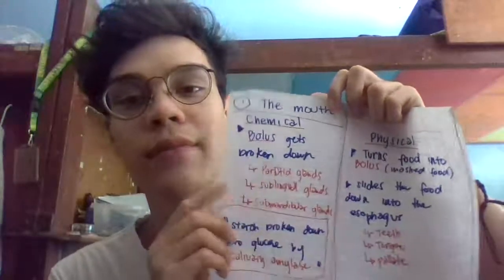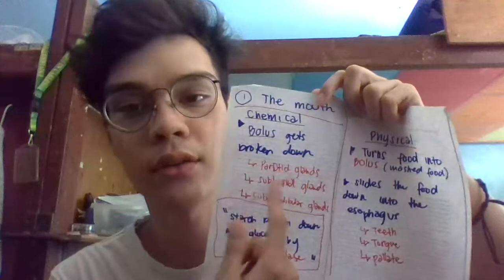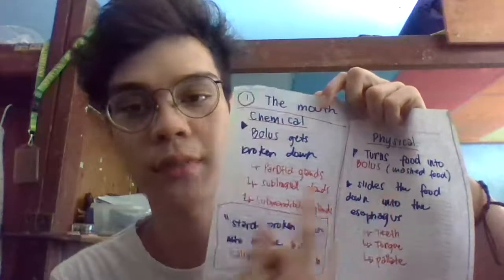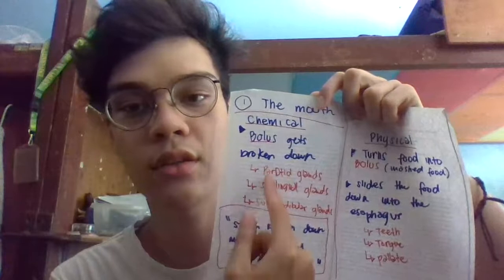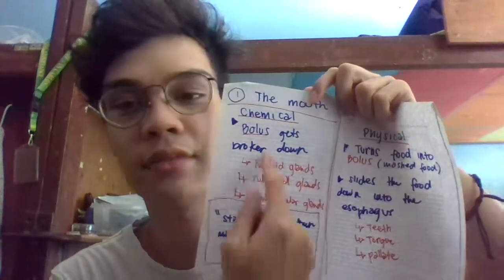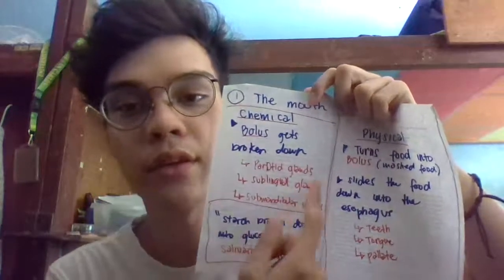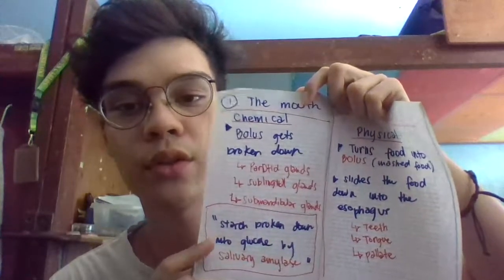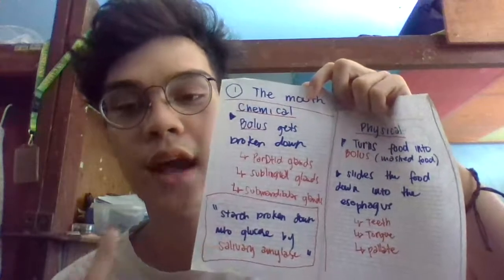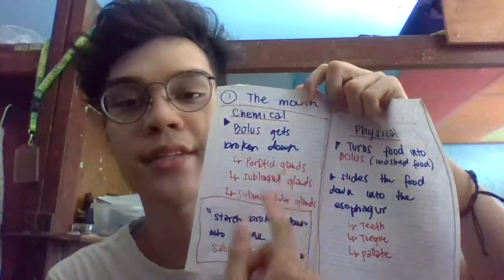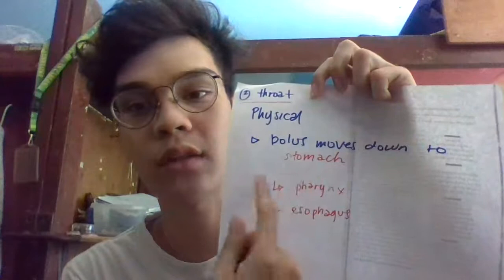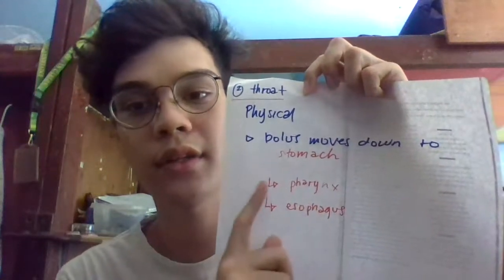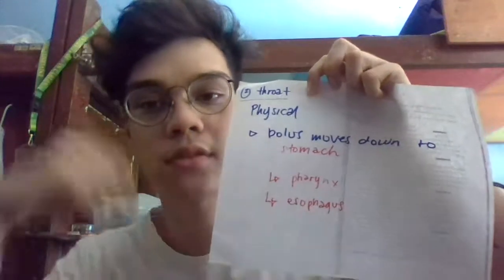And for the chemical, the bolus also gets broken down not only by being mashed together, but by the salivary glands present within our mouth. Within that, starch gets broken down into glucose by the salivary amylase that is produced by these glands. Now, after the mouth, it goes down the throat. As I mentioned earlier, the bolus moves down the throat and to the stomach via the pharynx and the esophagus.